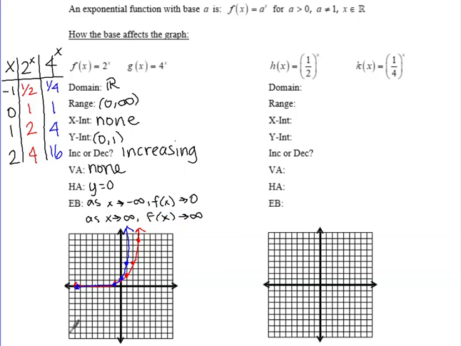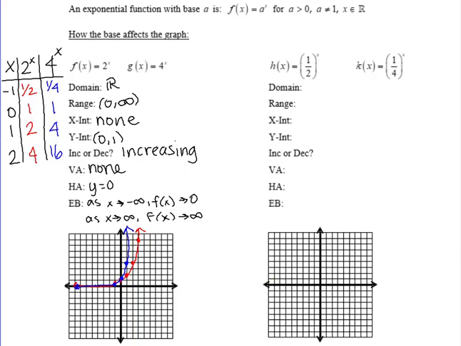If you look a little bit closer at the graph, the only thing about this graph that changes when we change the base is how fast the graph increases. When we have a larger base, like this blue graph of y equals 4 to the x, our graph is steeper, whereas the red curve, y equals 2 to the x, is not quite as steep.